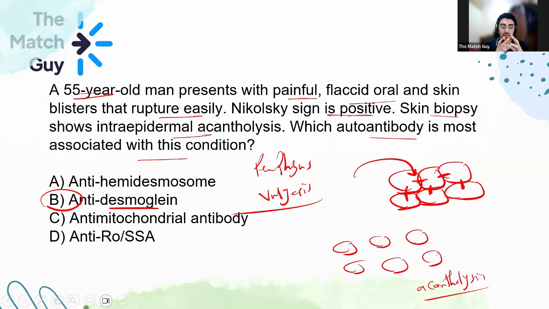And since the keratinocytes are separating from each other, they can form blisters, and these blisters would be very weak, very flaccid. That's why pemphigus vulgaris blisters are Nikolsky positive. They can rupture easily on lateral pressure to them. Okay.